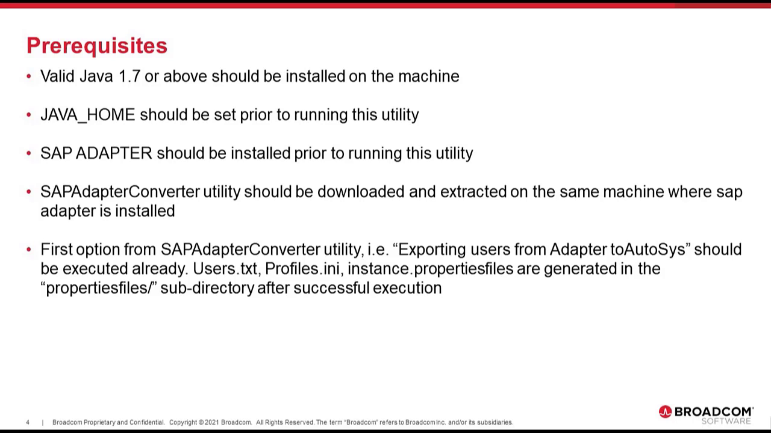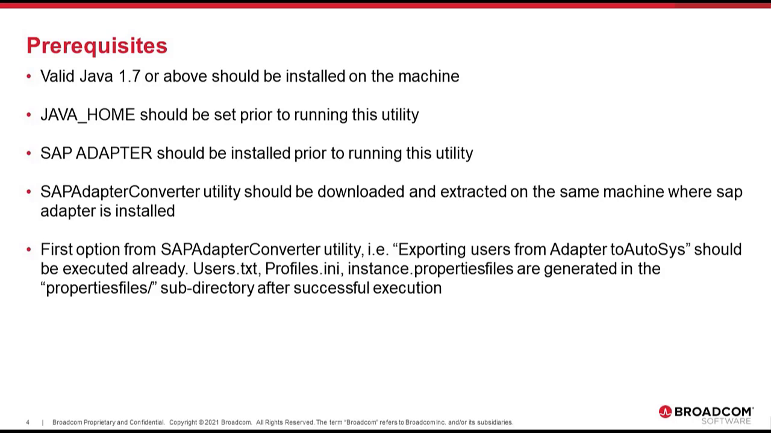Then once the SAP adapter has been successfully installed, the first thing that we will do is run the SAP Adapter Converter Utility. That utility can be downloaded by providing the link from the support site or from the Broadcom management. Once it is downloaded on the machine where the SAP adapter has been installed, we need to extract the SAP Adapter Converter Utility. Depending upon the platform, whether it's Windows or Linux, we can untar it.